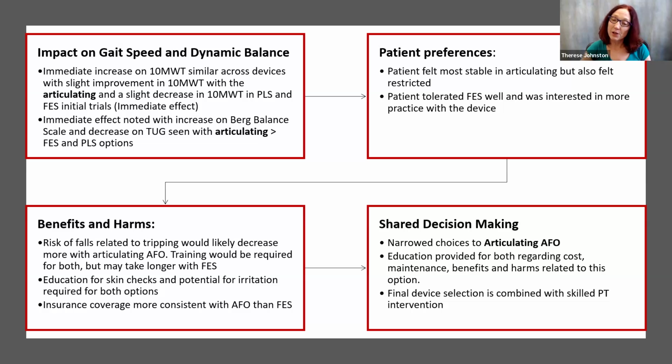And then finally, we can go over to the shared decision making. And along with the patient, this decision was made to choose the articulating AFO. And the patient was provided with education about the cost, the maintenance, the benefits and harms related to this choice. And the final decision was made after going through a period of skilled PT intervention. The patient felt this was the best choice to meet the goals.